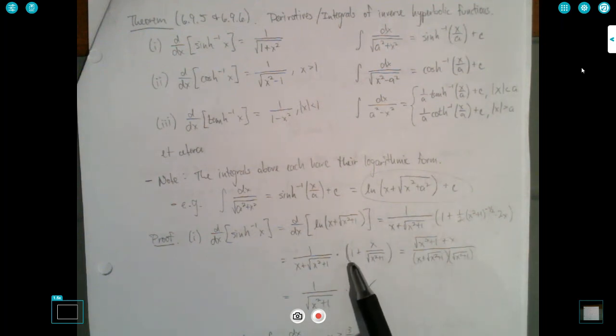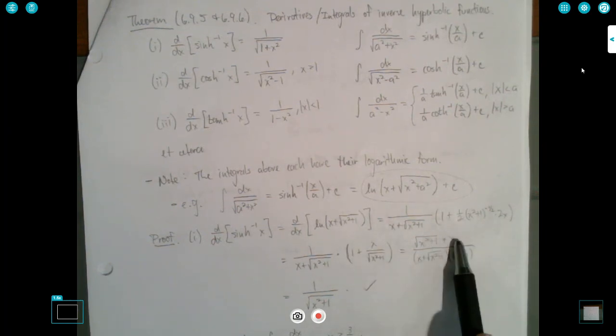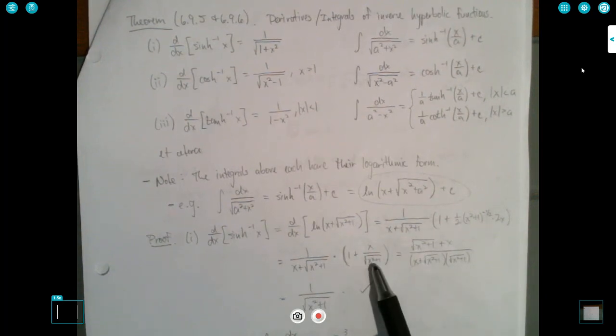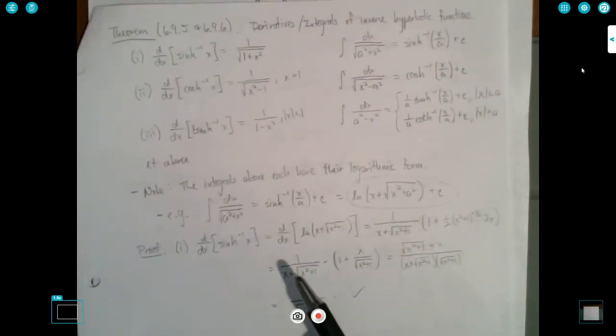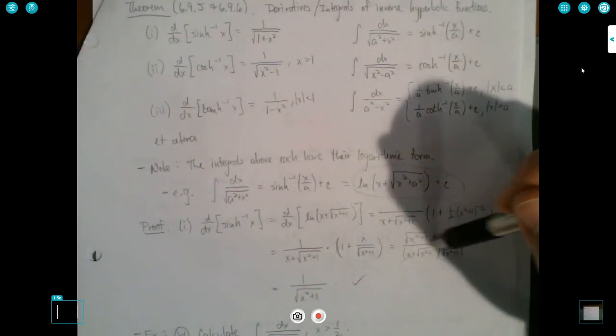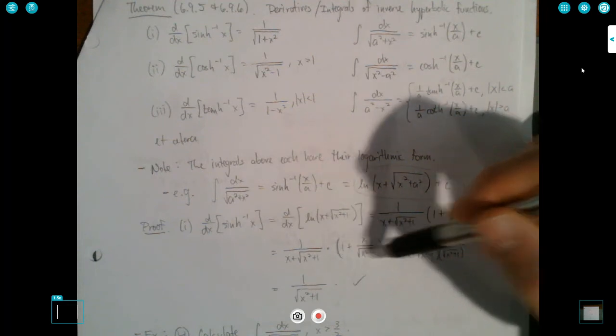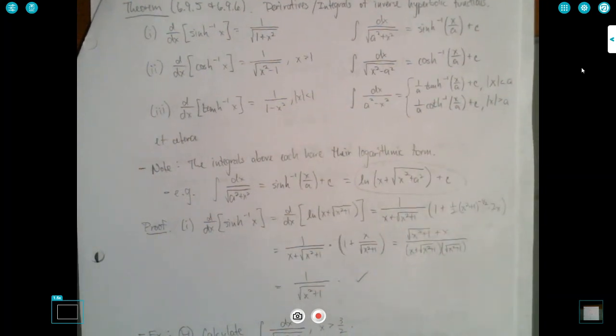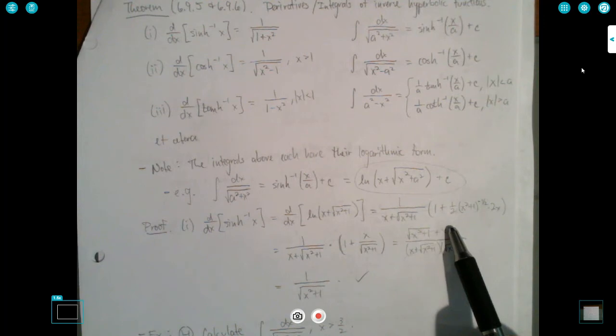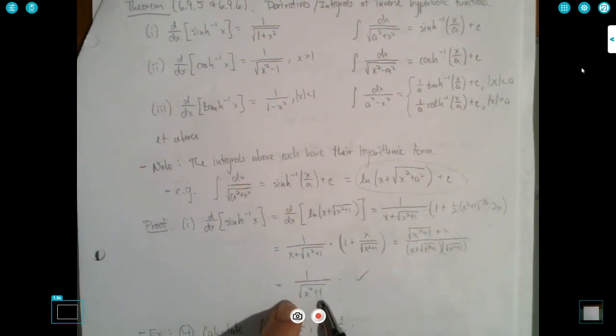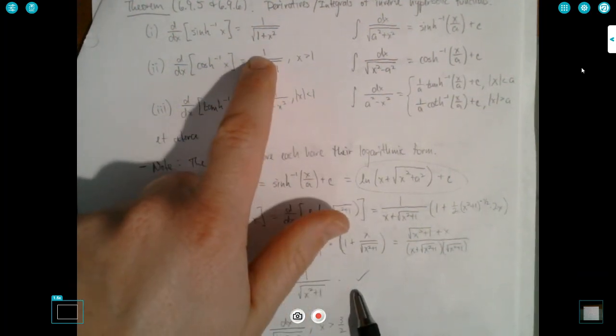Finally, if we combine like terms here, we can call this square root of x squared plus 1 over square root of x squared plus 1. And then when we add them, of course, we're going to get square root of x squared plus 1 plus x all over square root of x squared plus 1. When we multiply that by that, we get square root of x squared plus 1 plus x over x plus square root of x squared plus 1 times square root of x squared plus 1. And then notice that this term cancels that one, and we end up with 1 over square root of x squared plus 1, just like the formula said we should.